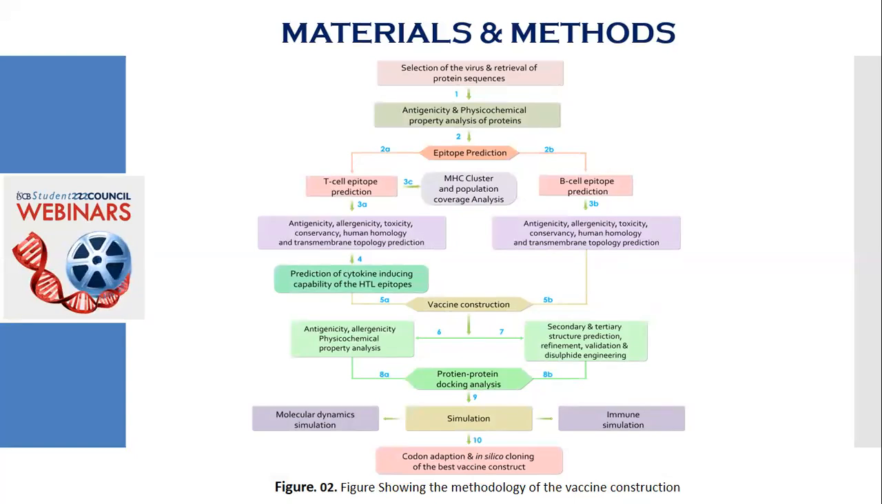Finally, we considered the best selected epitopes based on several criteria, for instance, antigenicity, non-allergenicity, non-toxicity, and conservancy of the epitopes. After the vaccine was constructed using linkers and adjuvant, it went through physiochemical property analysis again, then secondary and tertiary structure prediction, and finally the validation and refinement of the tertiary structure. Following that, molecular docking, molecular dynamics simulation, and immune simulation studies were also conducted. After the prodigious analysis exploring the interaction between the vaccine and the viral proteins, the vaccine was finally subjected to codon adaptation and in silico cloning.